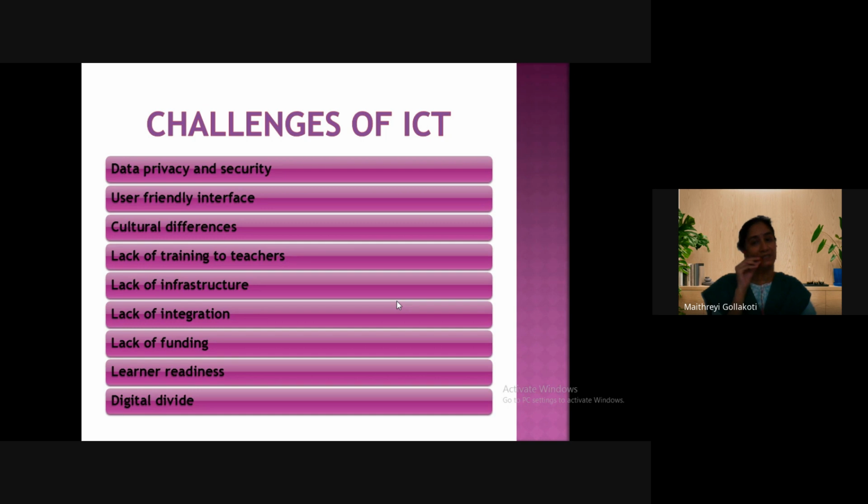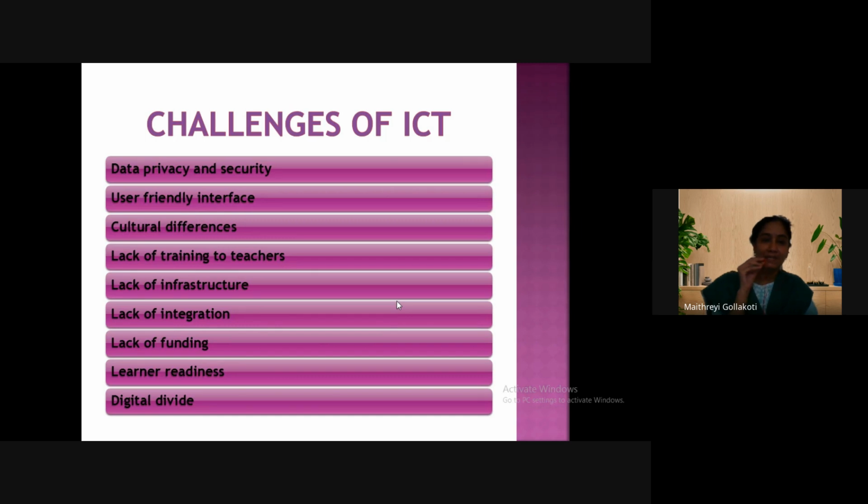That also happens. These are all very sensitive issues. Now, these things should be taken into account and considered very carefully by the content developers. Otherwise, ICT will not become very successful.